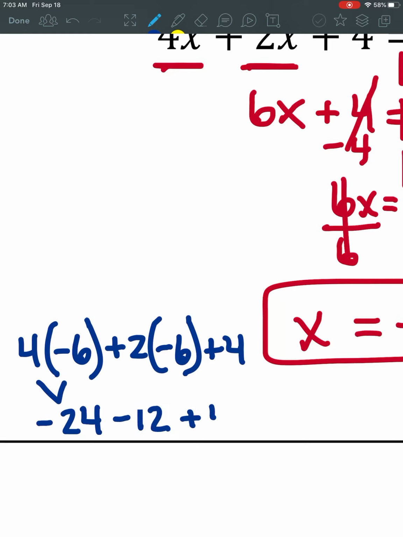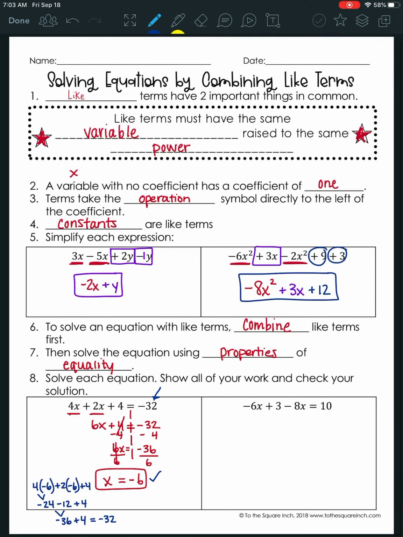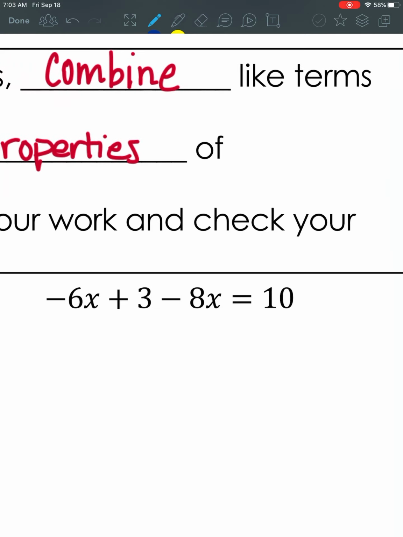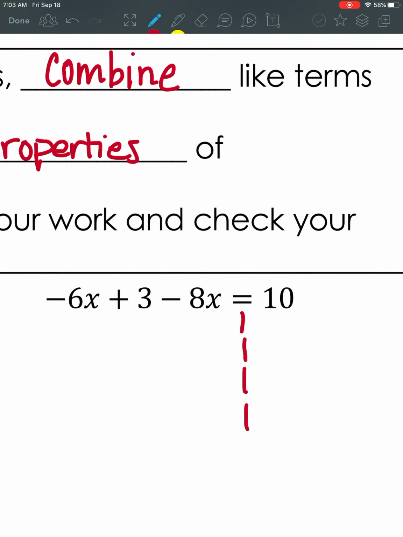So negative 24 is 4 times negative 6. 2 times negative 6 is negative 12, and then we have that plus 4. So negative 24 minus 12 is negative 36. Negative 36 plus 4 is negative 32, and let's double check that is what we started with. We know our answer is correct. Okay? Next problem, the exact same procedure, so look on the two sides of the equal sign.